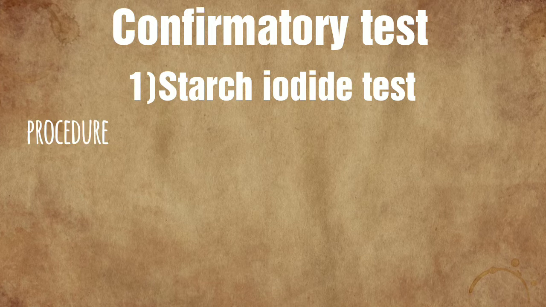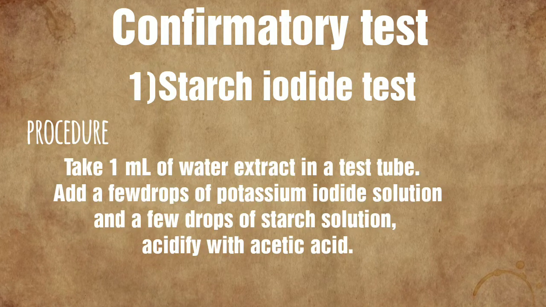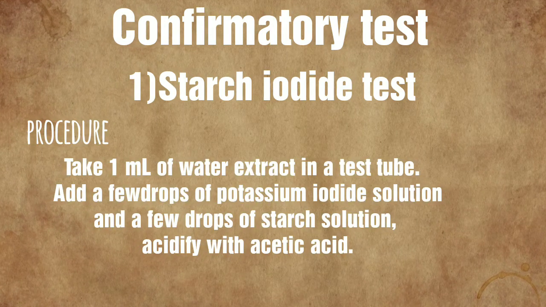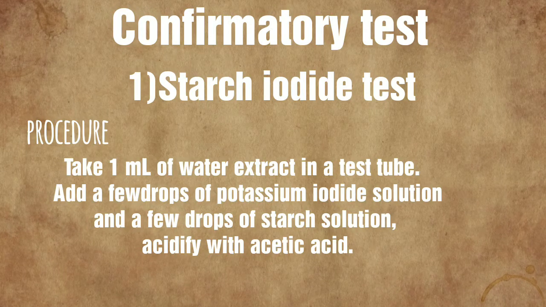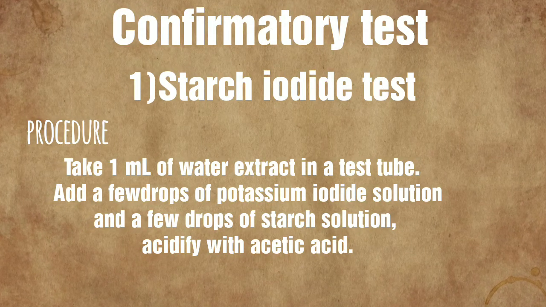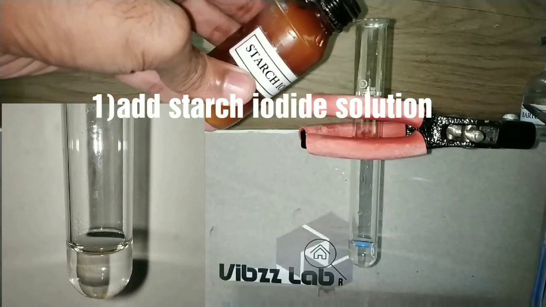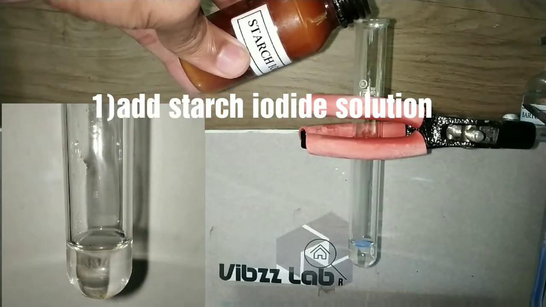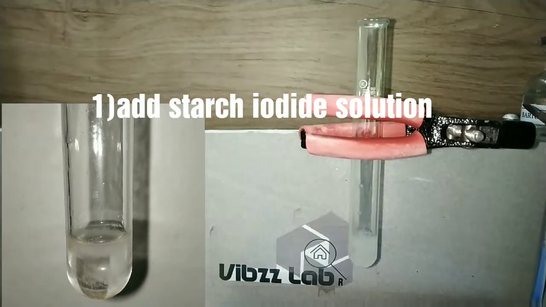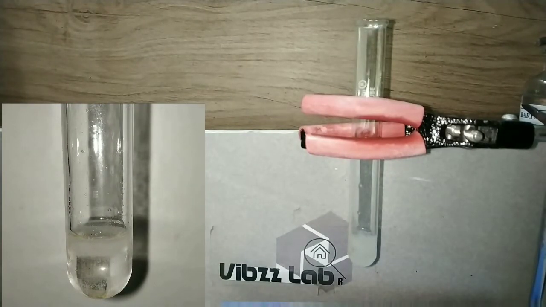Moving on to the confirmatory test, the starch iodide test. Here, I have taken 1 ml of the solution in a test tube and am adding starch iodide solution. After adding the starch iodide solution, I will be adding an acid. Starch iodide solution means potassium iodide solution with starch mixed in it.